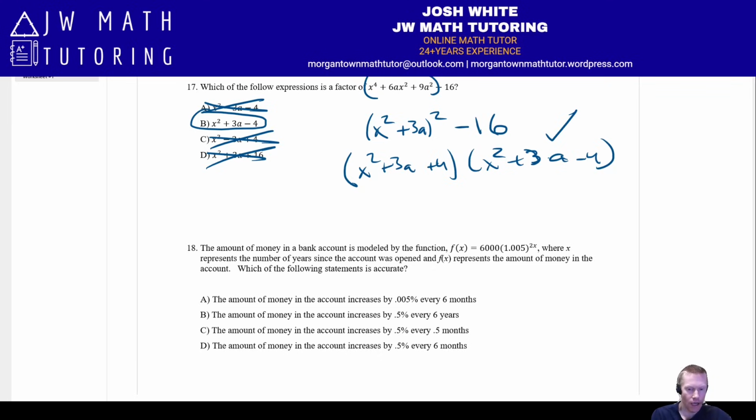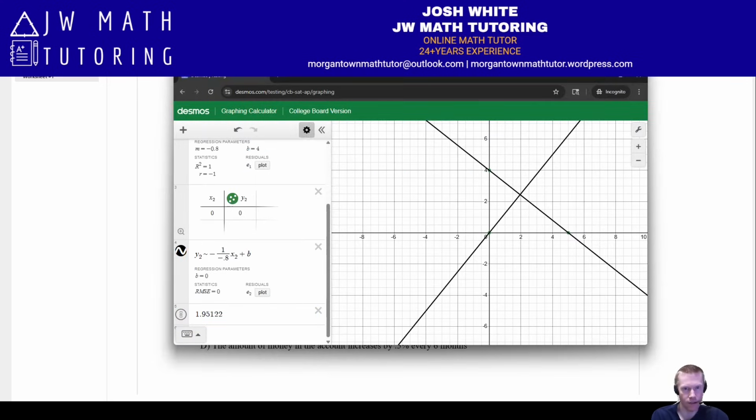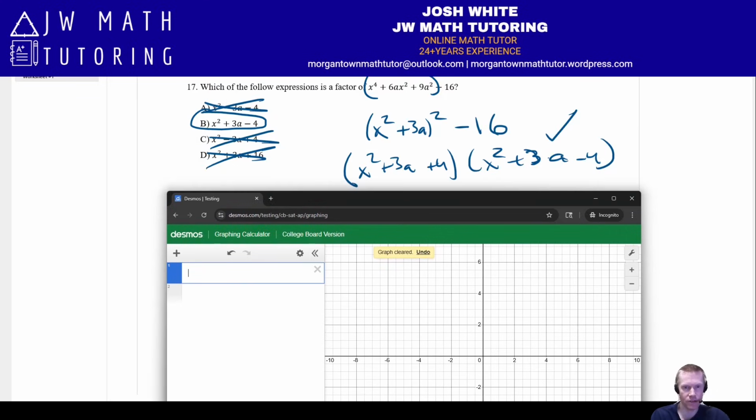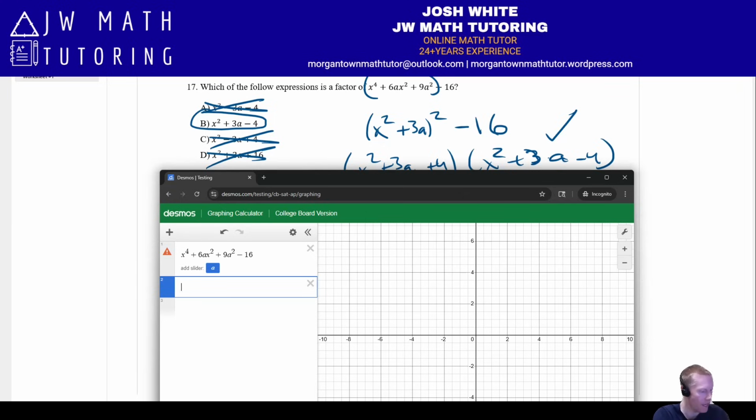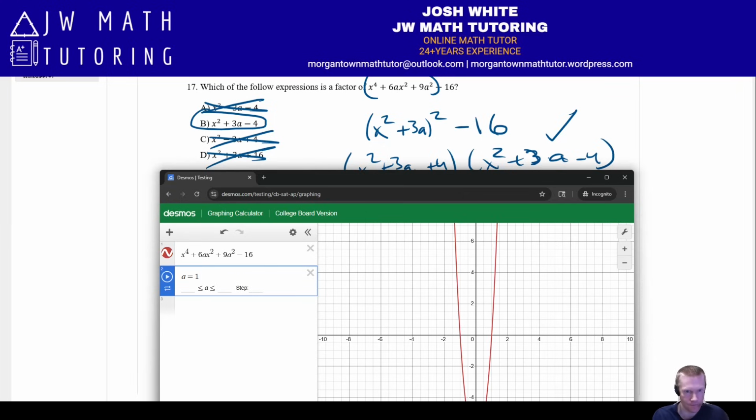Now, an alternate approach that you could try on this one, and I will say there's a caveat: I think depending on the answer choices, this method may not work exclusively. You can graph the original problem. Then you have to add a slider for a. You're going to be looking at the x-intercepts here.